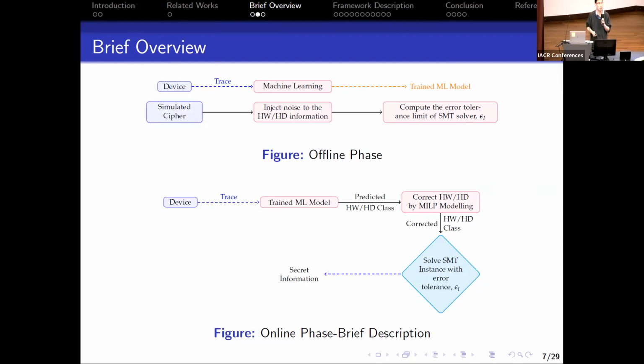And then for the online phase, we have another device under attack. We collect the traces and pass them to the trained machine learning model. It will predict a Hamming weight, Hamming distance sequence.